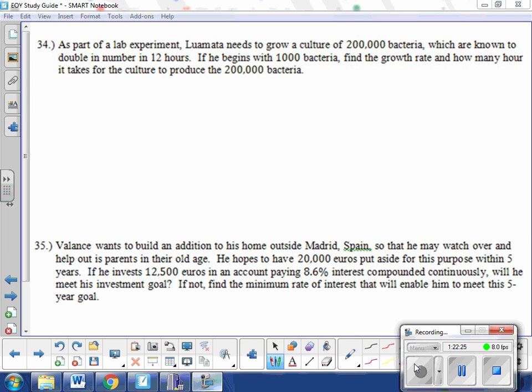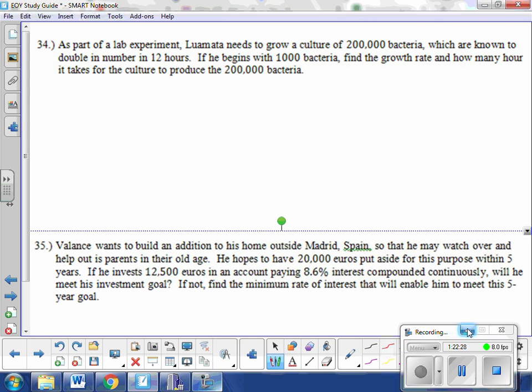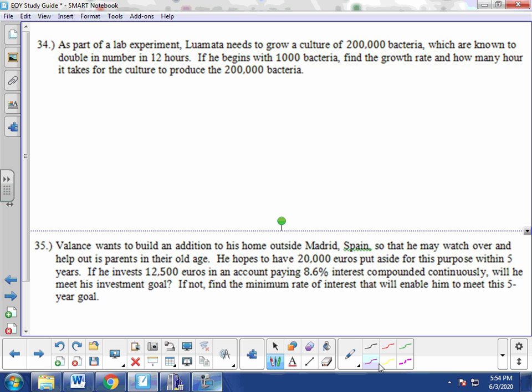So remember, this is an exponential growth problem, and what it tells us is that the bacteria double in 12 hours. So if we want to know the hourly growth rate, that's what growth rate is talking about, we could take R to the 12th power, R to the time period that it's going to take. And what happens to the cultures in that time? Well, it becomes 200%. It doubles, becomes 200%, which would be 2.